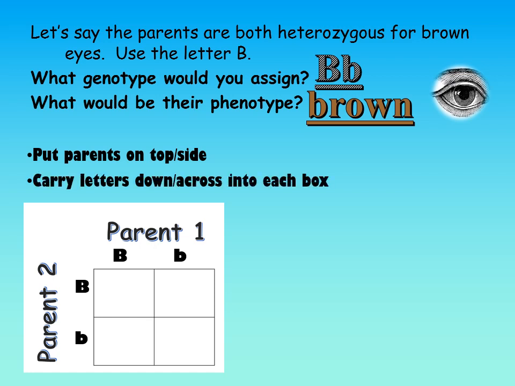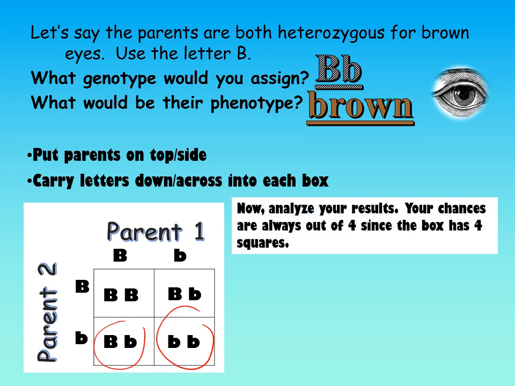And then we're going to carry the letters down and across into each box. So in this first box, 2 big B's. Next to that, a big B and a little b. Down here in this box, big B, little b. And in our final box, 2 little b's.